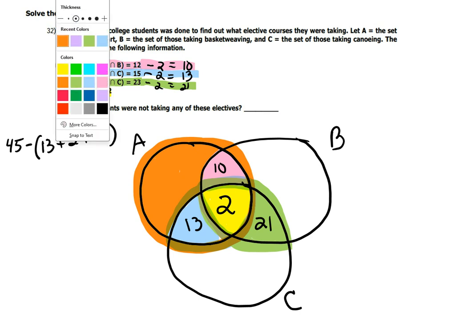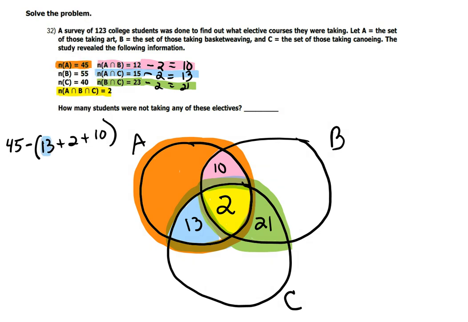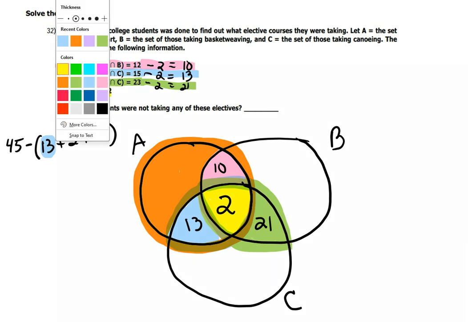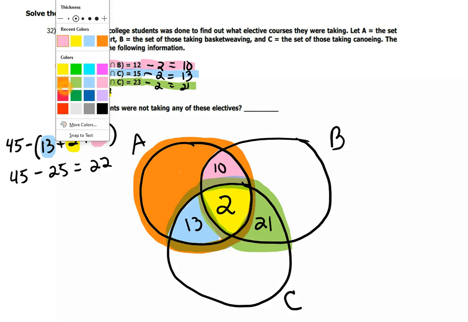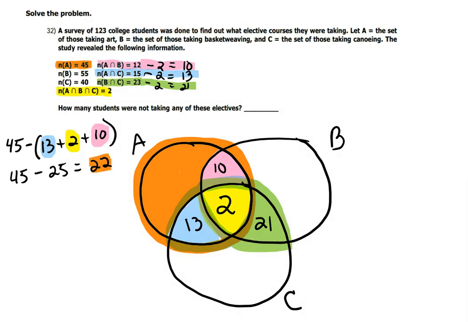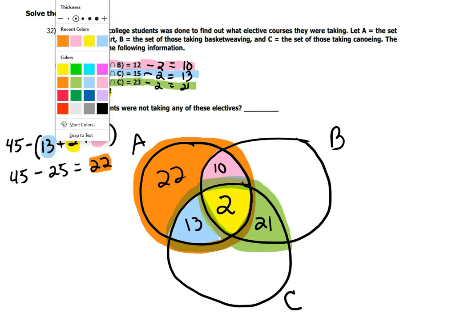And remember that the 13 came from the blue region, the 2 came from the yellow region, and the 10 came from the pink region. And so that ends up being 45 minus 25, which makes the orange region a 22. So the final orange booty piece is a 22, so I need to stick 22 in there. All right. And then we're going to go to, how about this color?